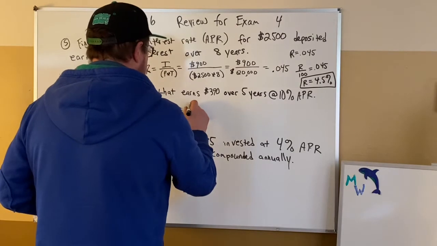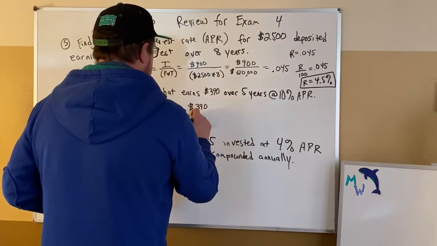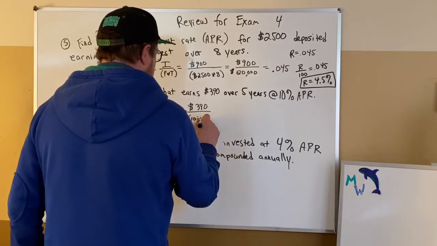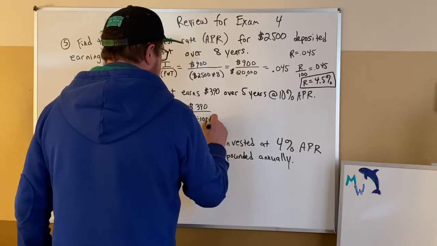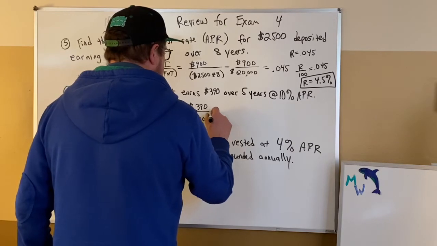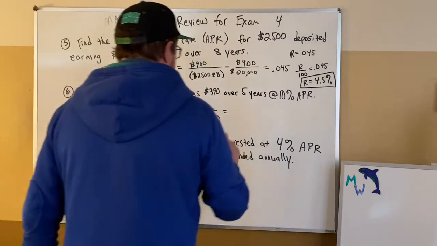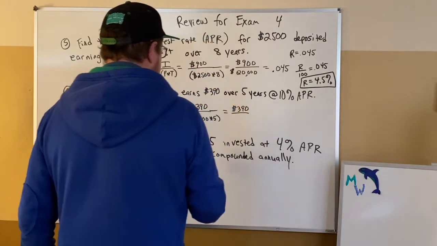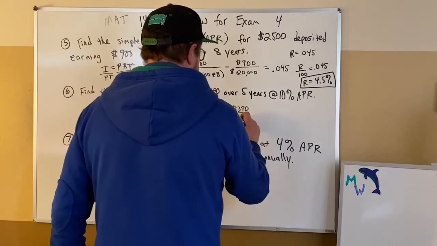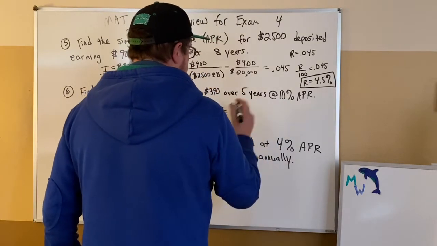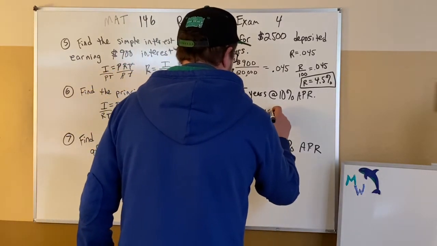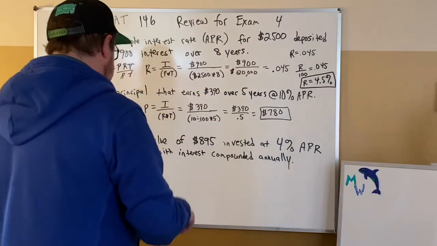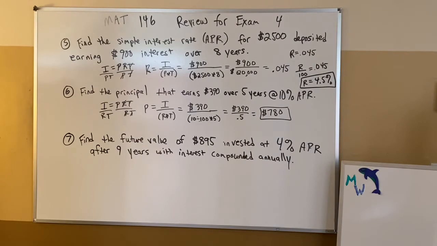It earns $390 interest. And down here we've got R. Our interest rate is 10, divide by 100. And then it's over 5 years, so we've got that. This is $390, and this is 50 over 100, so that's 0.5. If we double both, we'll see that it's $780. But if you just go ahead and take your 390 divided by 0.5, we'll get you to the $780.